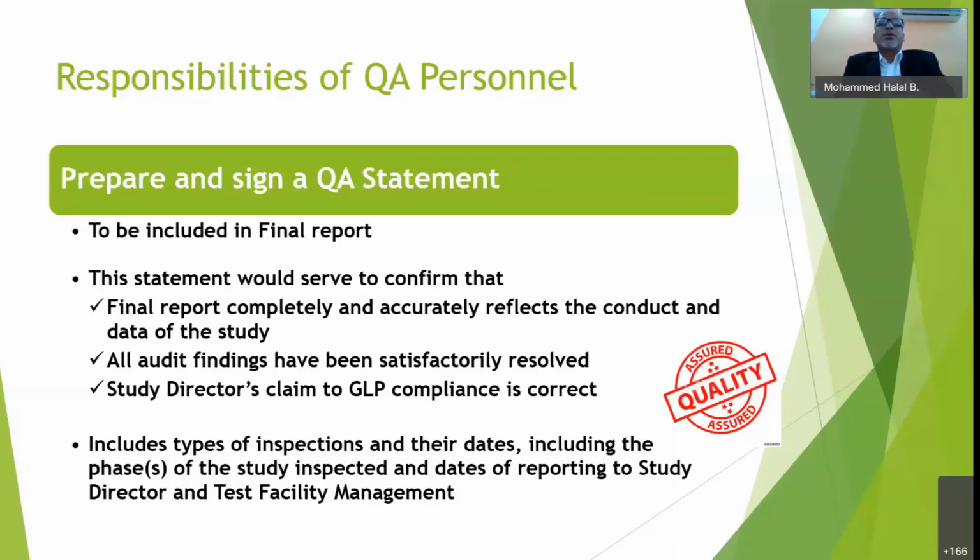The responsibility of quality assurance personnel includes, during the preparation of the QA statement, the type of inspections and their dates. I mean, whether they conducted critical phase inspection or process-based inspection, when they conducted, who conducted, everything has to be incorporated in the quality assurance statement, including the phase of the study inspected and dates of reporting to the study director and the TFM, and when it is resolved. Everything has to be captured in the QA statement.